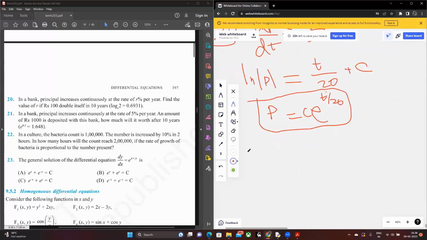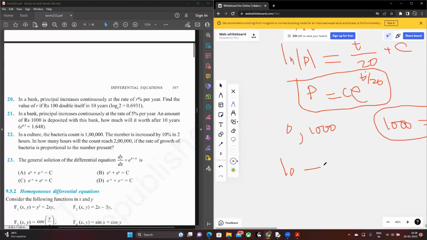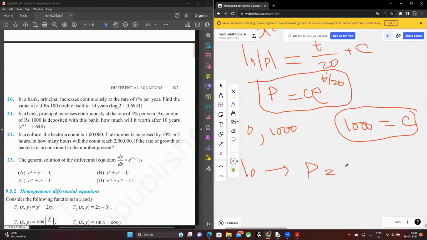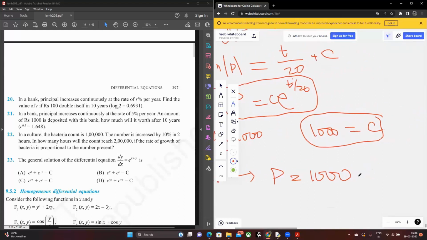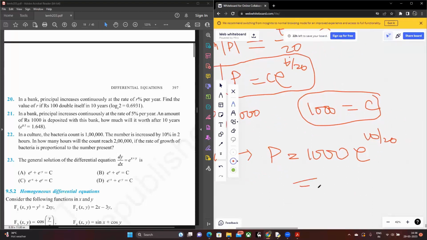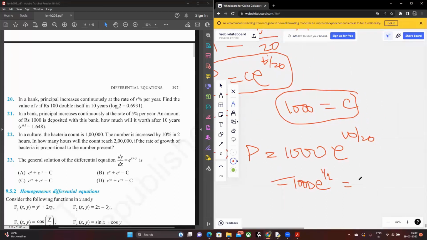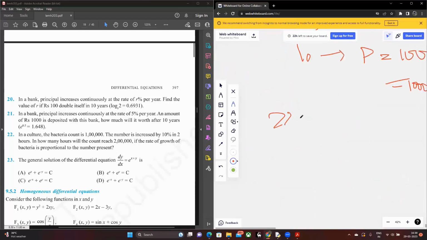Right. At t equals 0, you have an amount of 1,000 rupees. So basically, 1,000 is equal to C. After 10 years, P is equal to 1,000 e power 10 by 20. This is equal to 1,000 e power half. This is equal to 1,000 into 1.648. That's rupees 1648. Right? Question number 22.